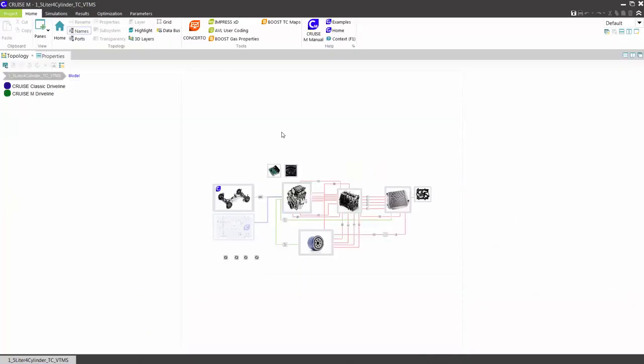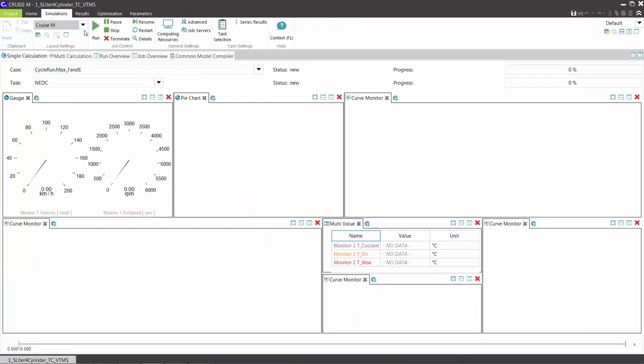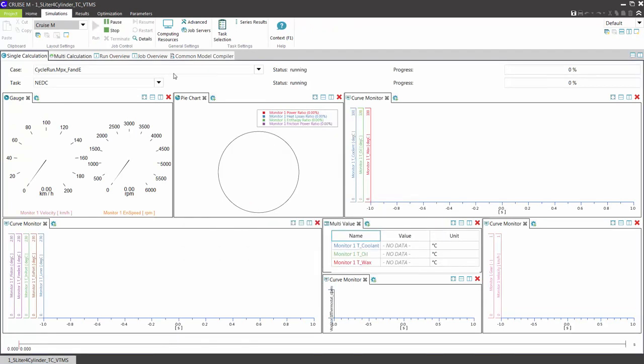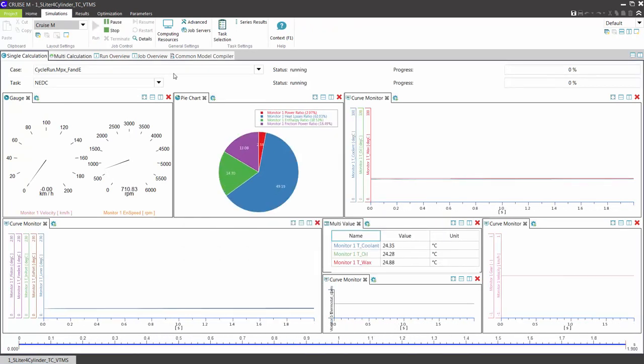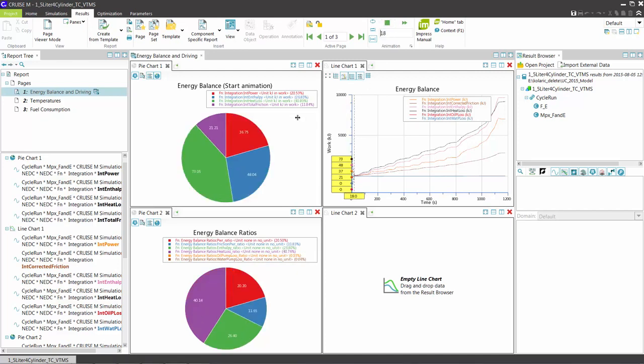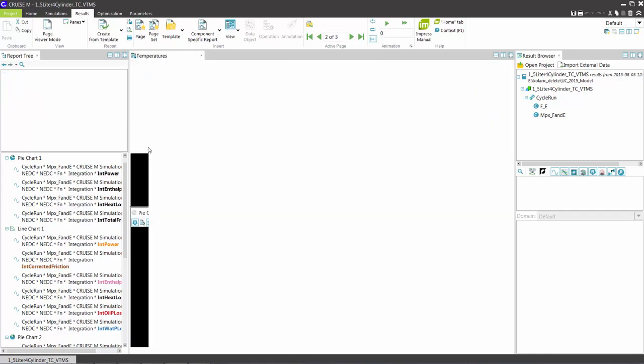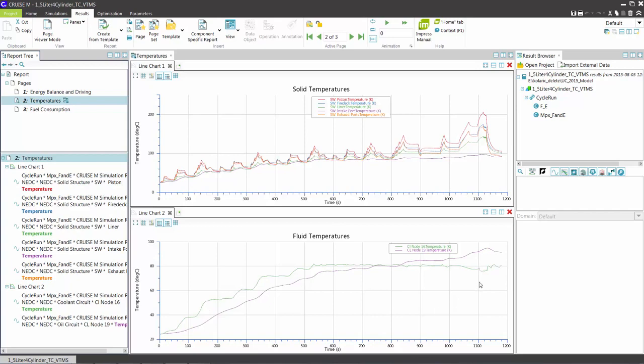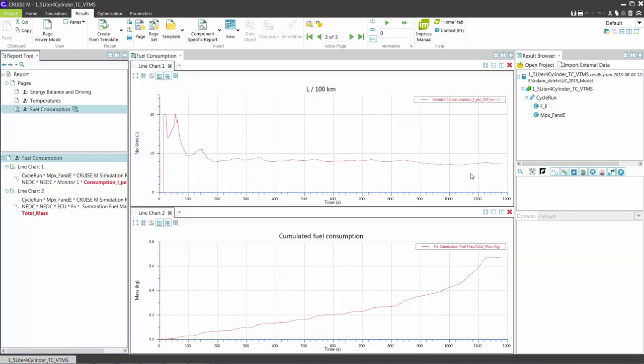Once all this is set up, you are ready to run the simulation. Move to the simulation tab and press run. The simulation center is fully customizable. You can set up some gauges to monitor the vehicle velocity and the engine speed, set up some curves to monitor the structure temperatures, or set up a table to look at some of the numerical values. Once the simulation has finished, you can post-process the results. Using the animation and the pie chart features, you can observe the distribution of the energy in the vehicle at any given time step. You can also monitor the temperatures of the solids and the fluids, and assess the fuel consumption in the drive cycle.